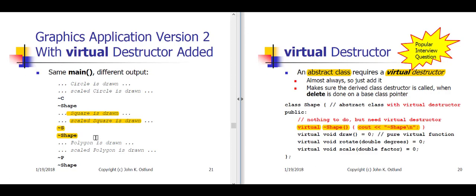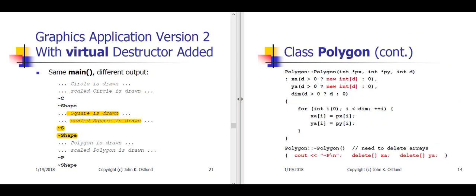And similarly then for the polygon. The polygon is drawn, the polygon is scaled by 2 and drawn again, and then we delete the polygon, which invokes the polygon destructor, and then the base class shape destructor. The circle class destructor doesn't actually do anything other than display a message. Likewise, the shape base class destructor doesn't do anything other than displaying a message. And the square destructor, although we didn't implement it, doesn't do anything but display a message.